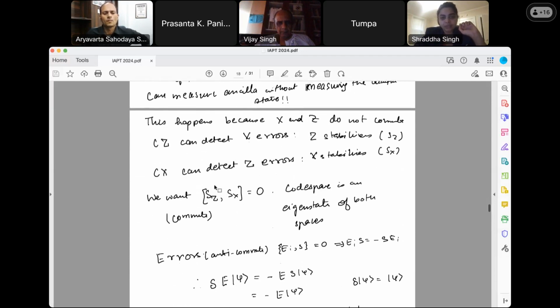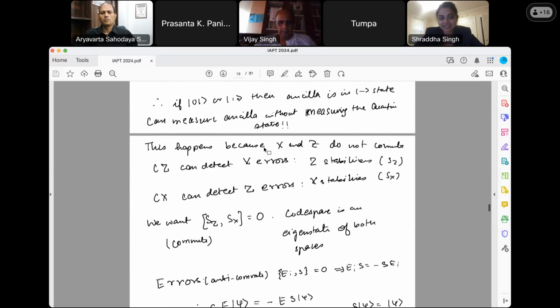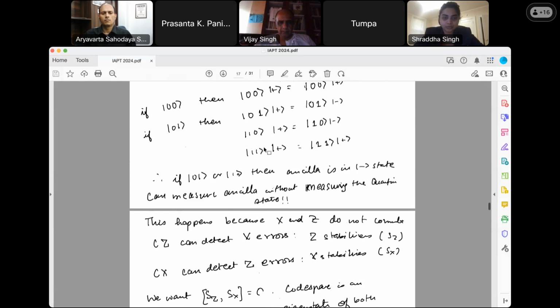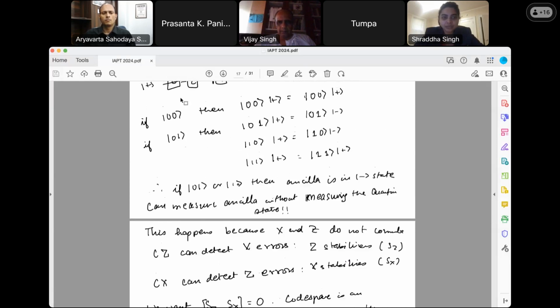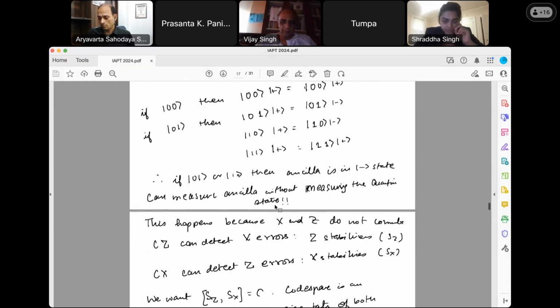So the stabilizer formalism goes as follows. You use control Z gates to measure Z stabilizers, and you use control X gates to measure X stabilizers. Because X and Z do not commute, measuring these Z stabilizers detects X errors, as you can see here. So 0 to 1 is an X error, I told you in the beginning. And you can see that doing this control Z circuit here, I am actually able to detect this X error, which took 0 to 1 or 1 to 0. Okay.